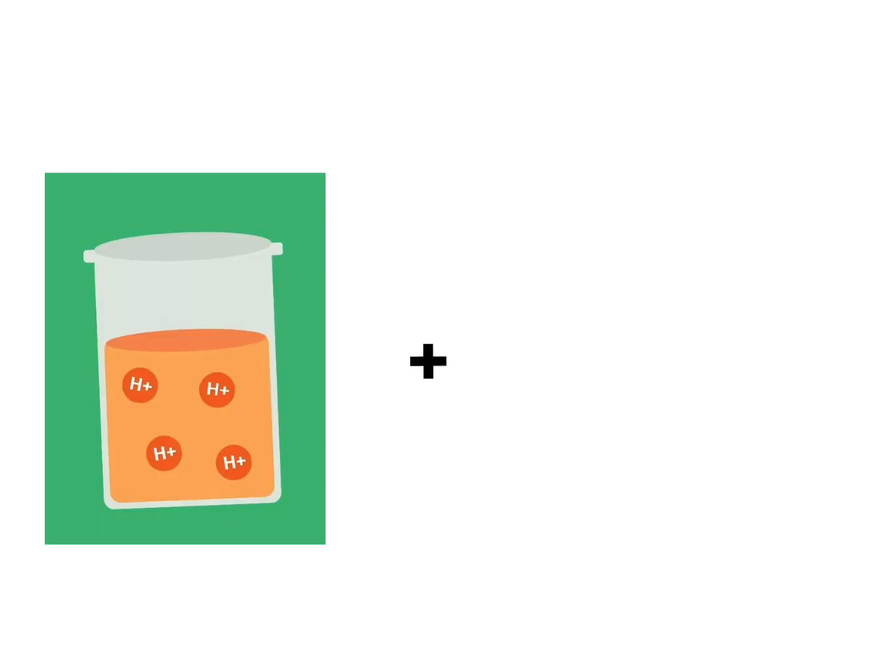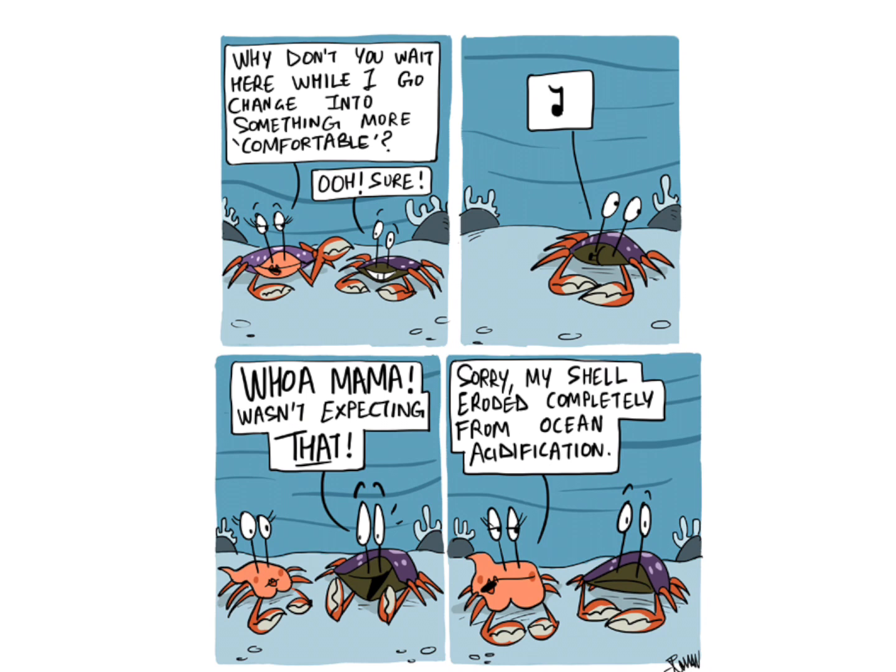I know that hydrogen ions make things more acidic. Exactly! So more atmospheric carbon means more acidic water. Acids can dissolve calcium carbonate, which is the building blocks of many crustacean shells.